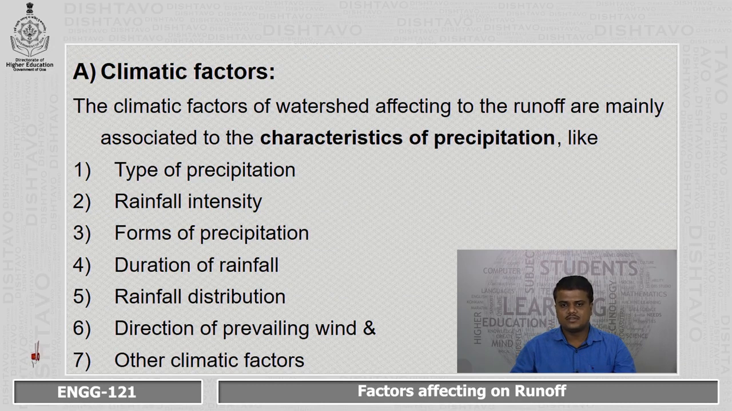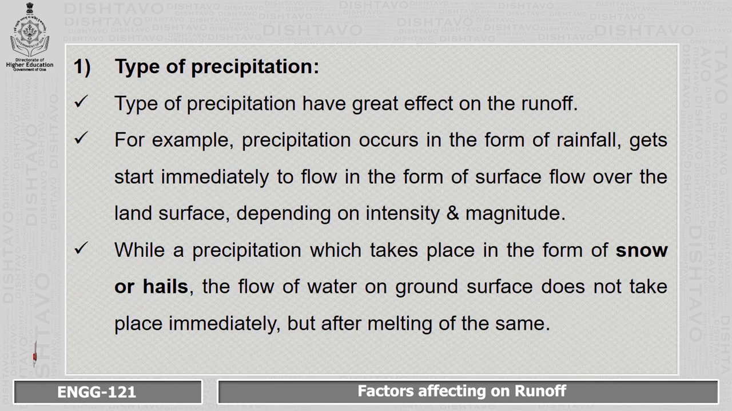First are the climatic factors. The climatic factors affecting runoff from a watershed are mainly associated with the characteristics of precipitation. These are: type of precipitation, rainfall intensity, duration of rainfall, rainfall distribution, direction of the prevailing wind, and some other climatic factors also considered here. So, the first factor is the type of precipitation: in what form we get the water at the ground surface, either in water form or ice form. Snowfall is also a type of precipitation.